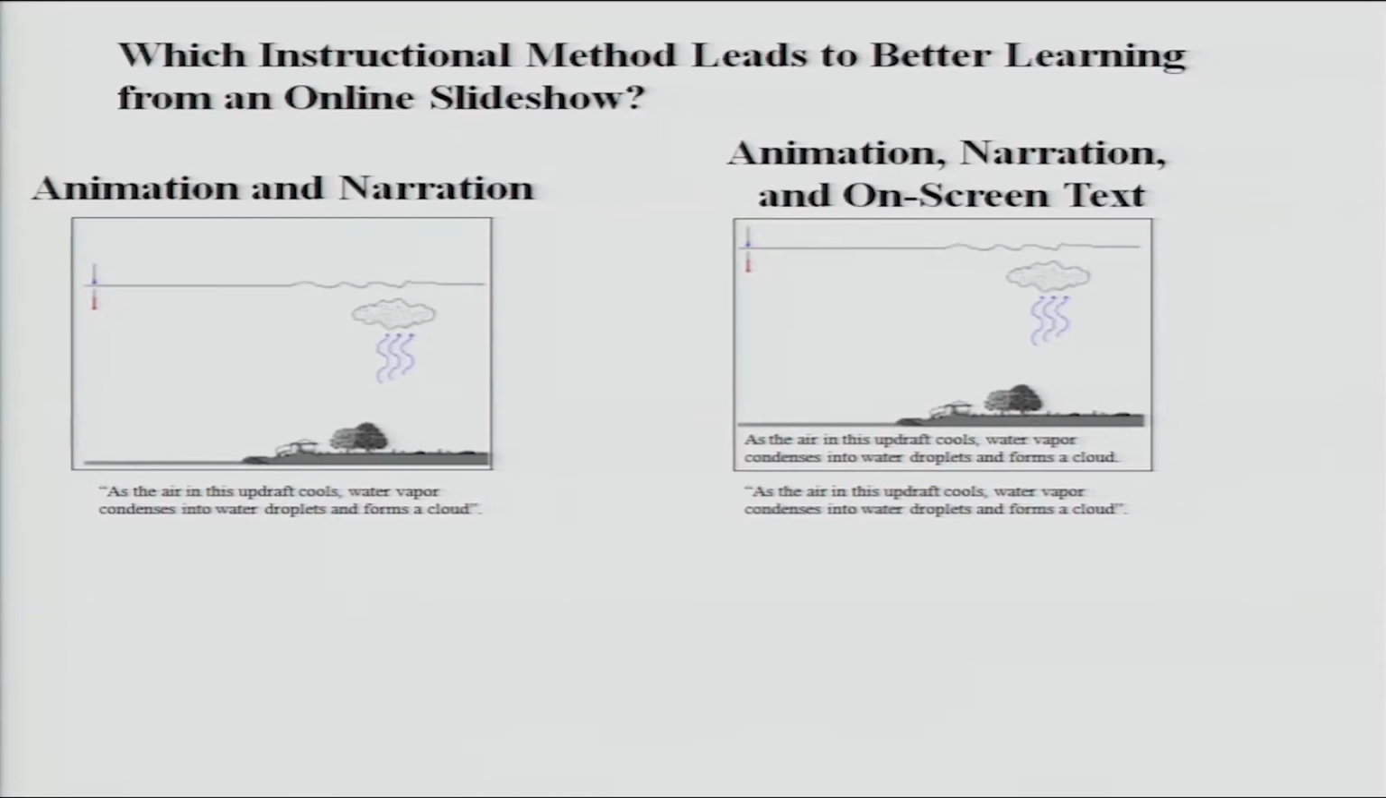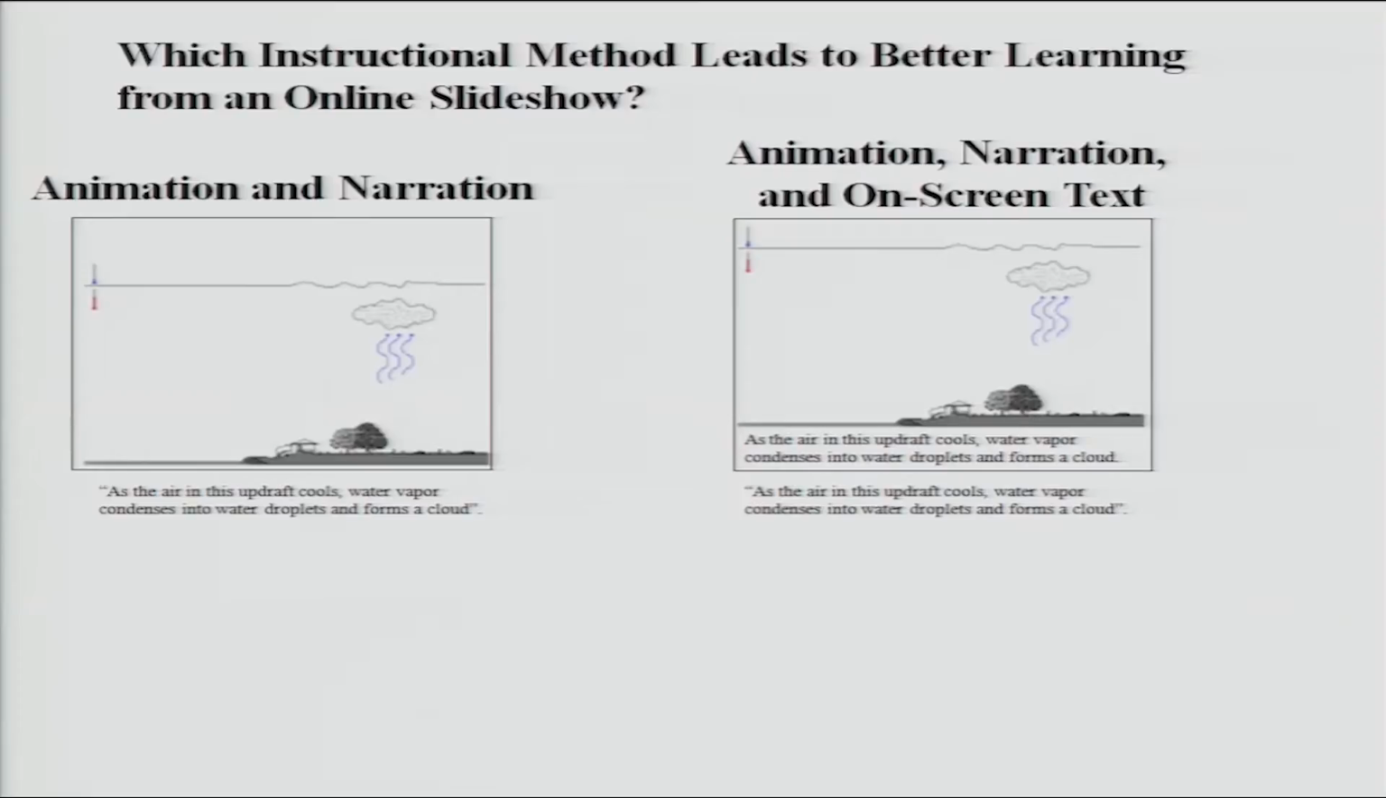The third principle for reducing extraneous processing is the redundancy principle. Here, the idea is, which would be better, presenting narration and animation? So here's a little lesson on how lightning storms develop, and you can see at the bottom the voice is saying, as the air in this updraft cools, water vapor condenses into water droplets and forms a cloud.